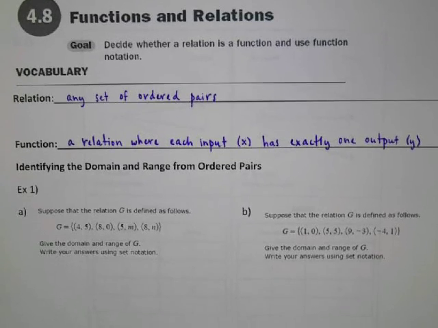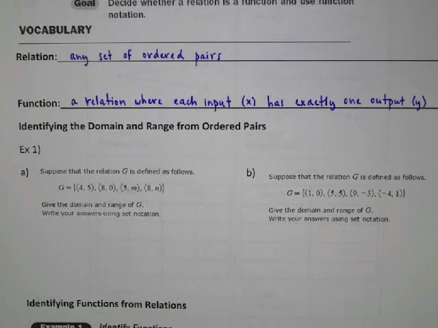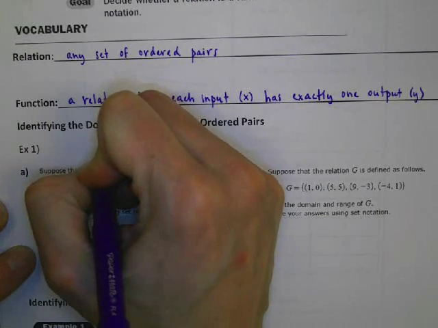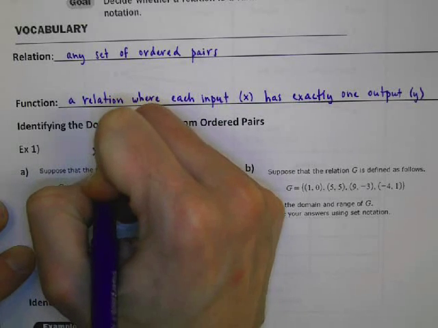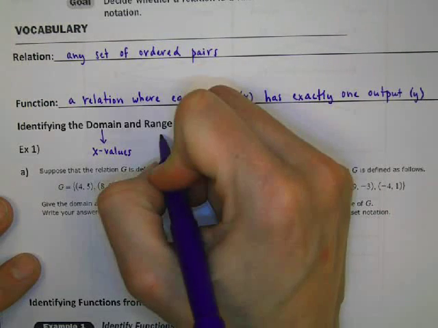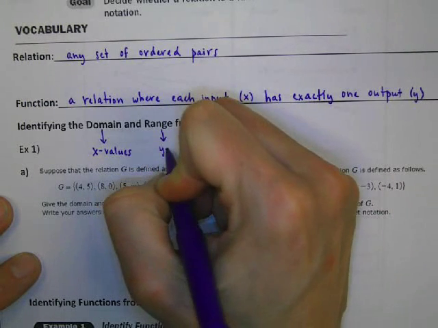The first thing we're going to look at is identifying the domain and range from ordered pairs. When we talk about domain, this is all of the x values. And range is all of our y values.